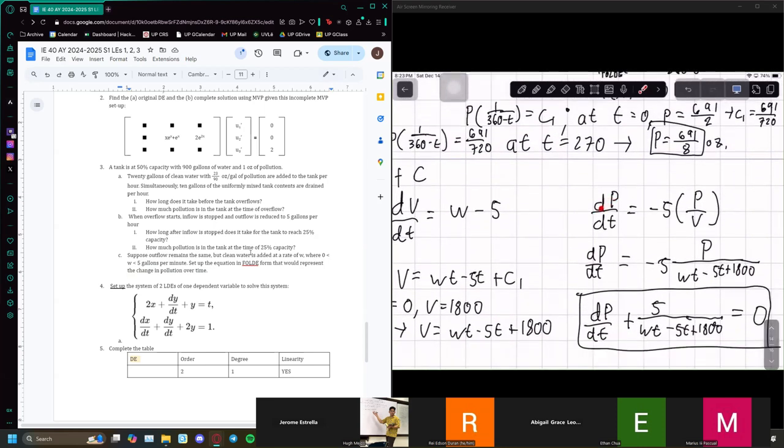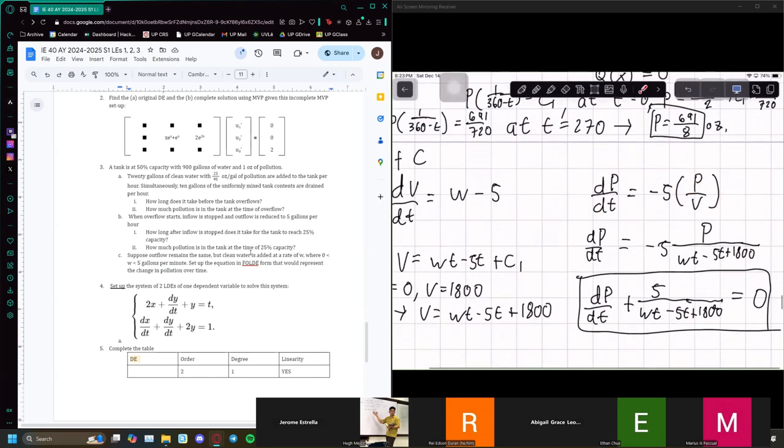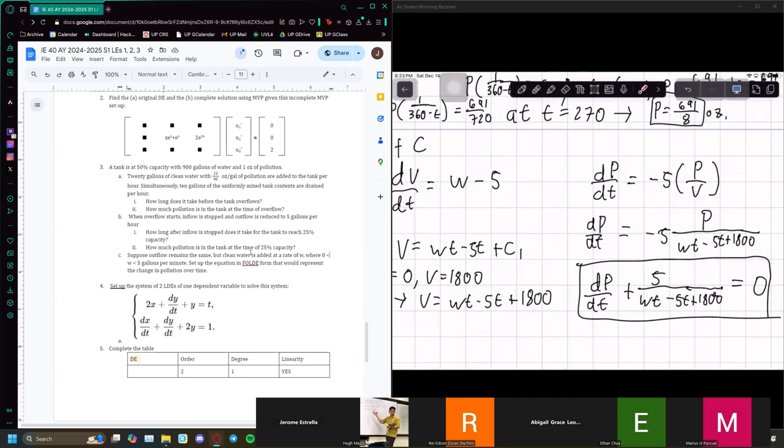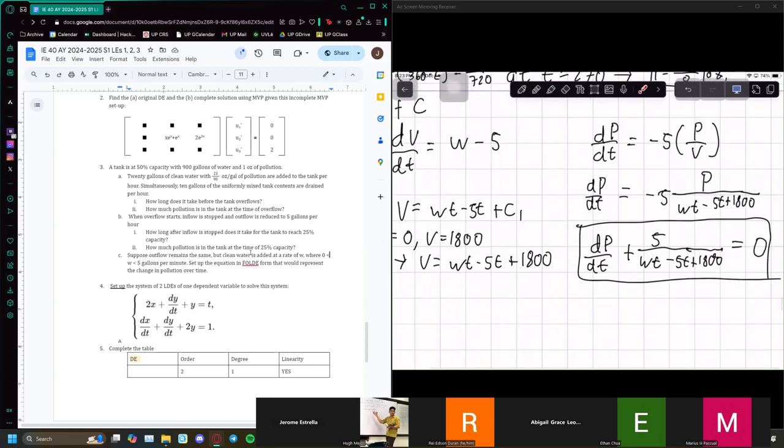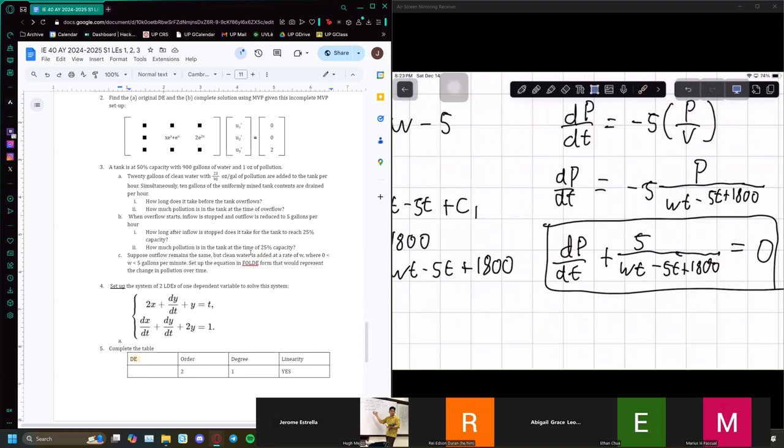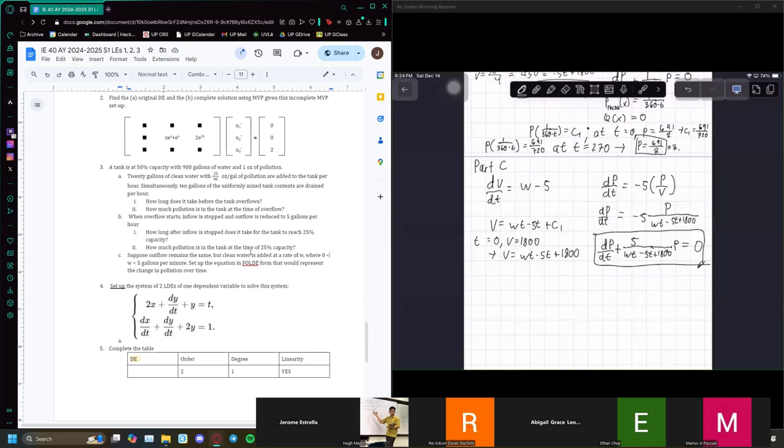And then same thing here, dP over dt equals negative 5 times the concentration of pollution. And then replace the V with V as a function of time. dP over dt equals negative 5 times P over Wt minus 5t plus 1,800. Transfer it over. Oops, I forgot to put the P. Just transfer it over. You can maintain standard form if you want. But yeah, I maintain standard form here to make it clear that this is already in standard form. That's it for problem 2 of LE3.